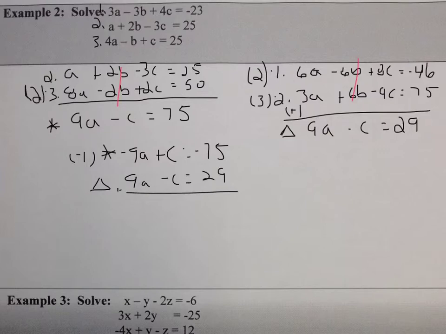When I add them up, you see that these cancel, those cancel, and when everything cancels in addition and subtraction, you get a 0. And negative 75 plus 29 is negative 46. And 0 does not equal negative 46. That's not true, so this is a no solution one. Let's look at example 3.